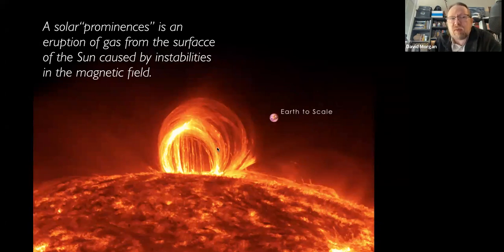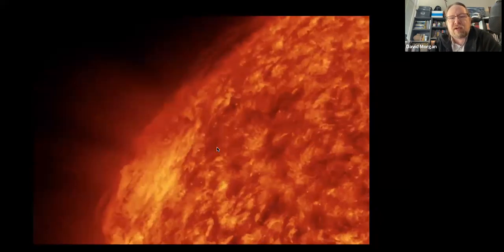Here's Earth to scale. One of these solar prominences, a very big solar prominence, sometimes called a solar flare, can actually eject material out of the sun. And this material feeds into the solar wind. A very large magnetic storm on the sun can actually affect communications here on Earth. It can mess with radio signals and stuff.